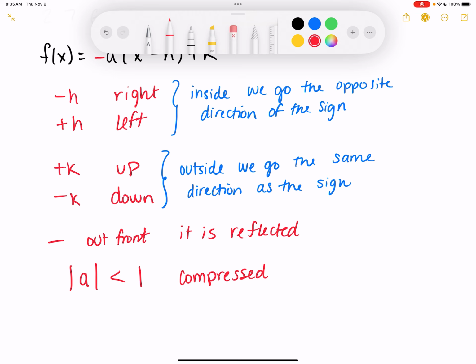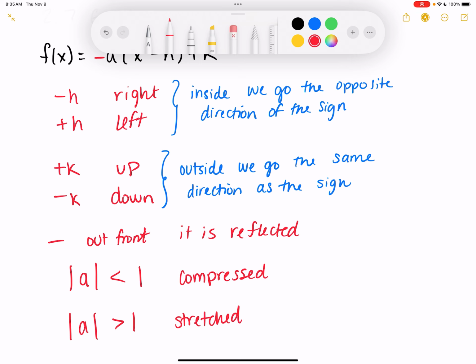And if the absolute value of a is greater than 1, meaning that it can be anything from 1 to infinity, well, it's not technically going to be 1 because 1 would just mean it's exactly what it is. So it could be 1.1 to infinity, or negative 1.1 to negative infinity. And so that just means it's a whole number. Well, whole number's not the right word, but it's not a fraction, it's bigger than 1. So this means that it is stretched.